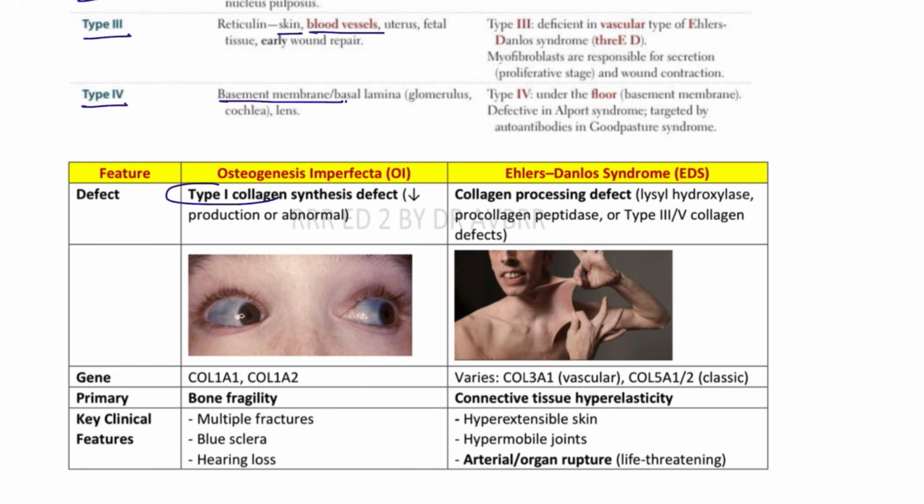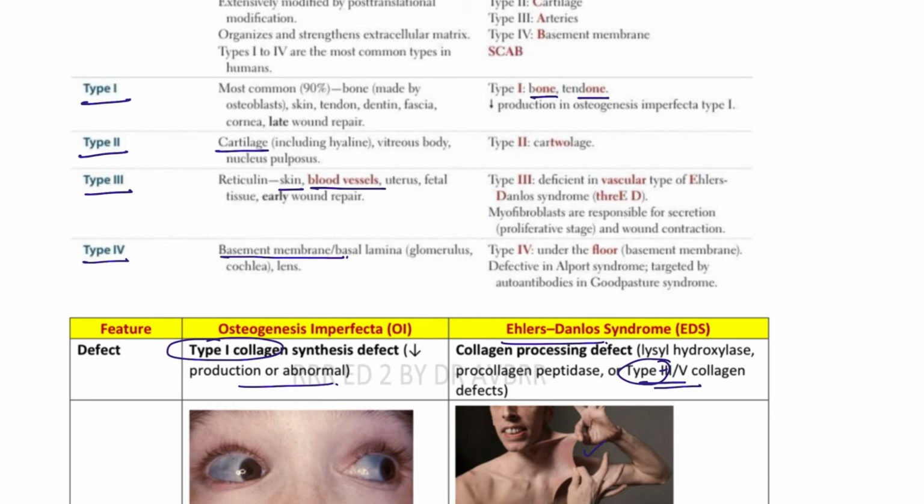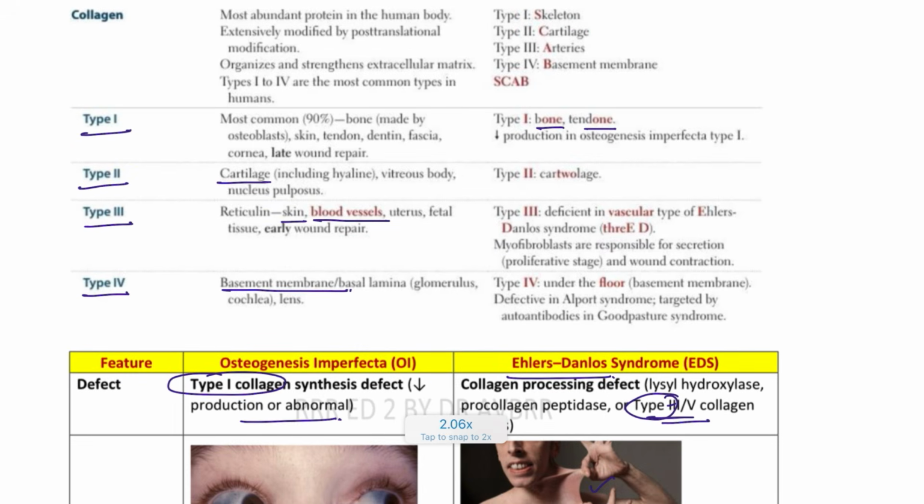A type 1 defect is seen with osteogenesis imperfecta: bone fragility, multiple fractures, blue sclera and hearing loss. Ehlers-Danlos syndrome involves type 4 or type 3 or type 5 also. There are multiple types, but the most common are type 3 and 5. Type 3 is a very severe condition because it can cause arterial or organ rupture. Hyperextensible skin you can see here, and also hypermobile joints. Another condition is Alport syndrome, involving type 4.